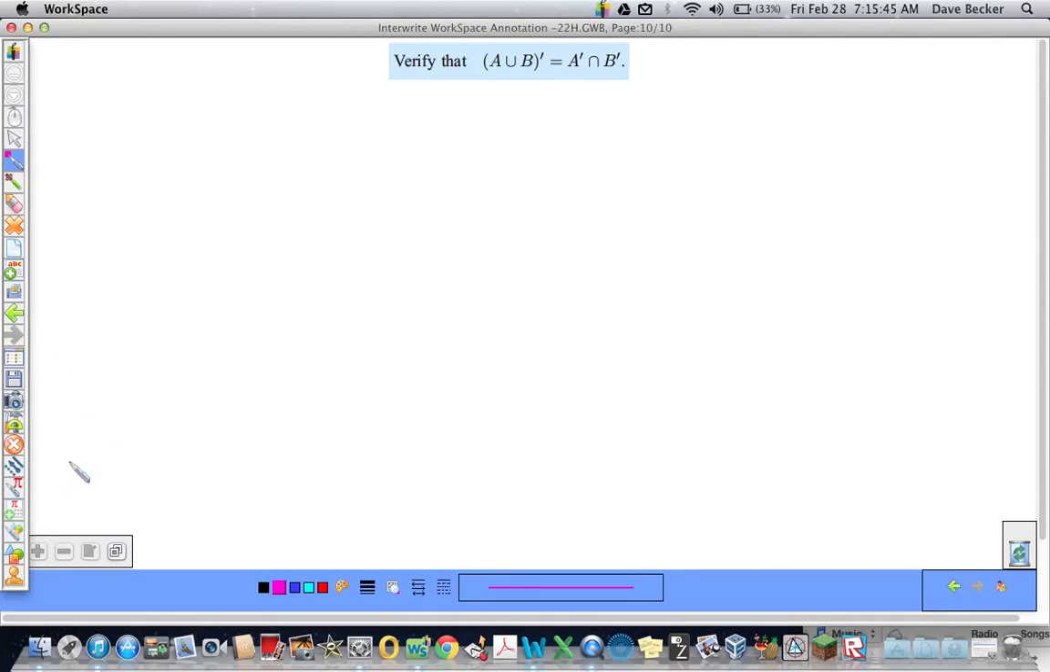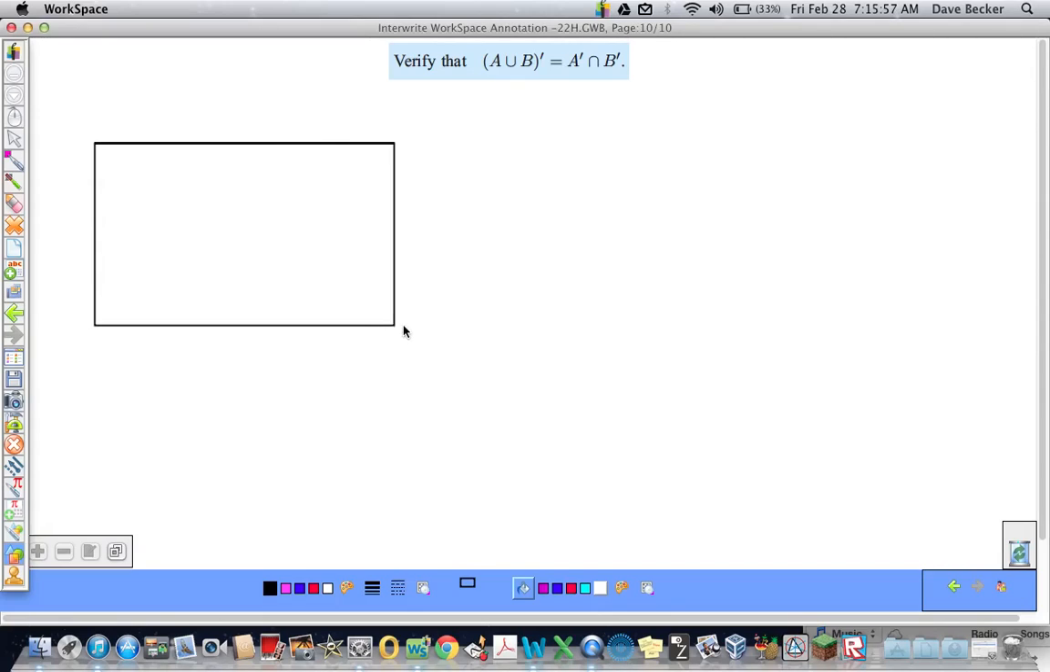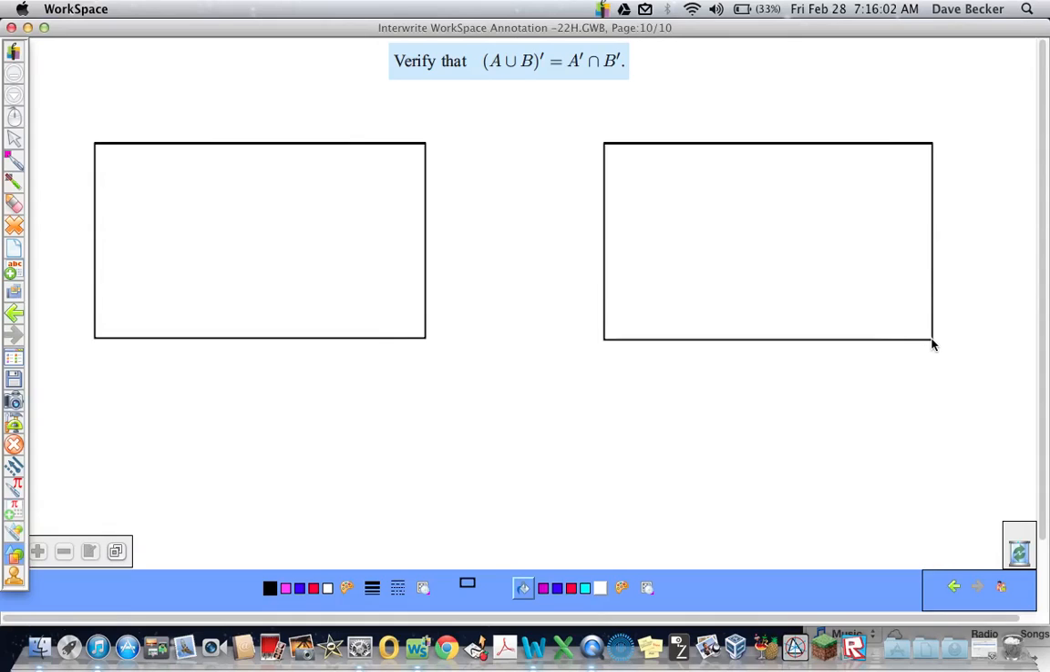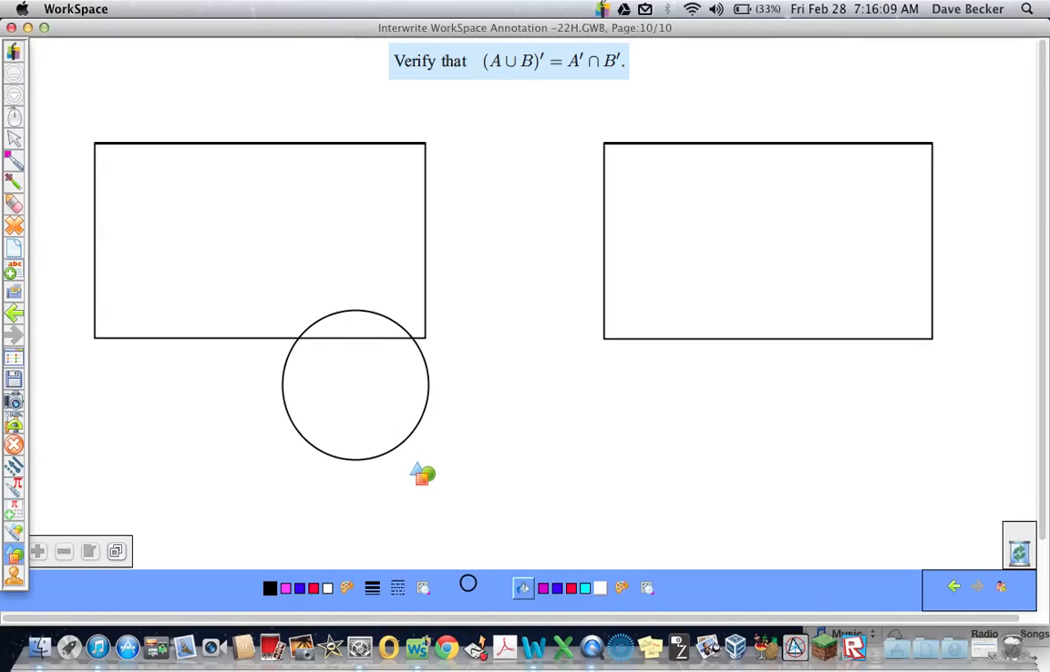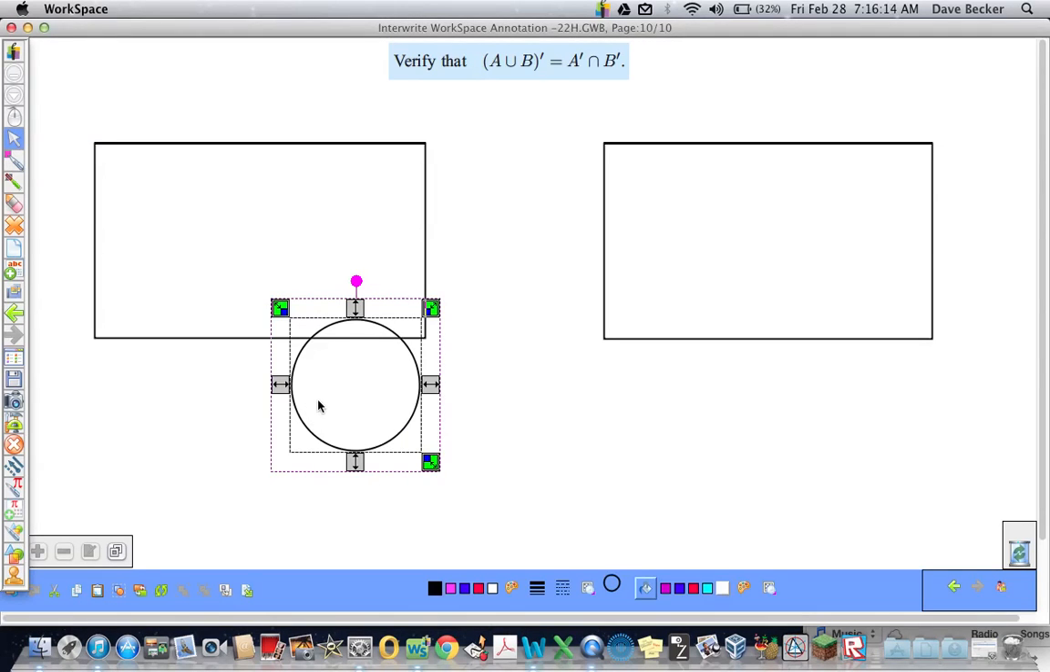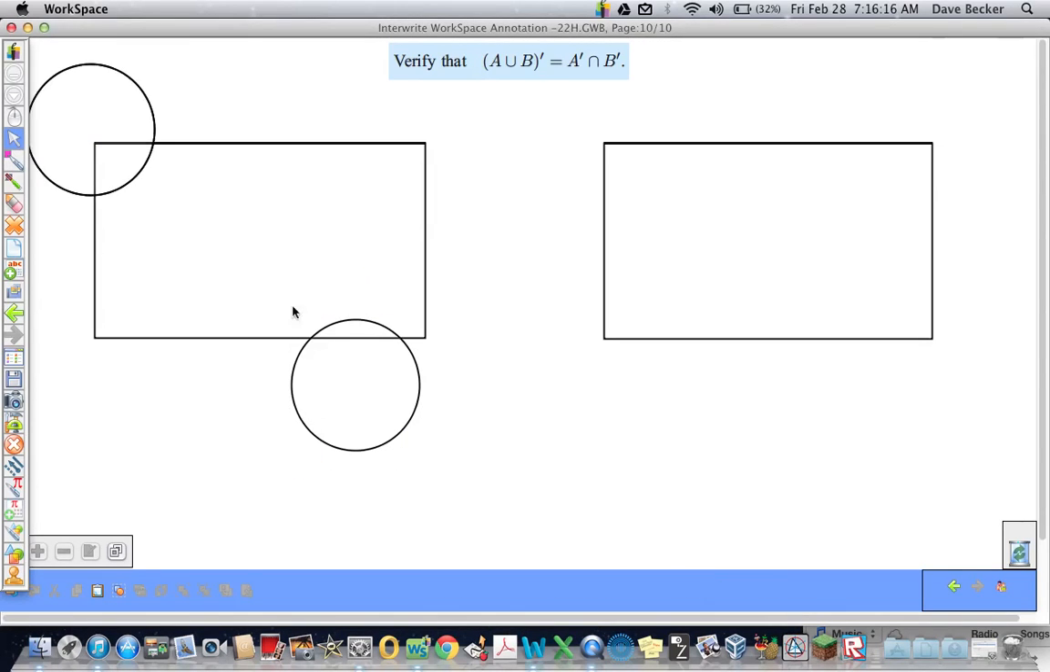Okay, so we need to verify using Venn diagrams that A union B naught is equal to A naught intersect B naught. Let's have a little bit of fun. We're going to do that using Venn diagrams. So here's our Vennies, 2 of them. Okay, and we need some circles. So let's go back here to circles, and we'll just do that. Okay, and then we're going to need 4 of them.